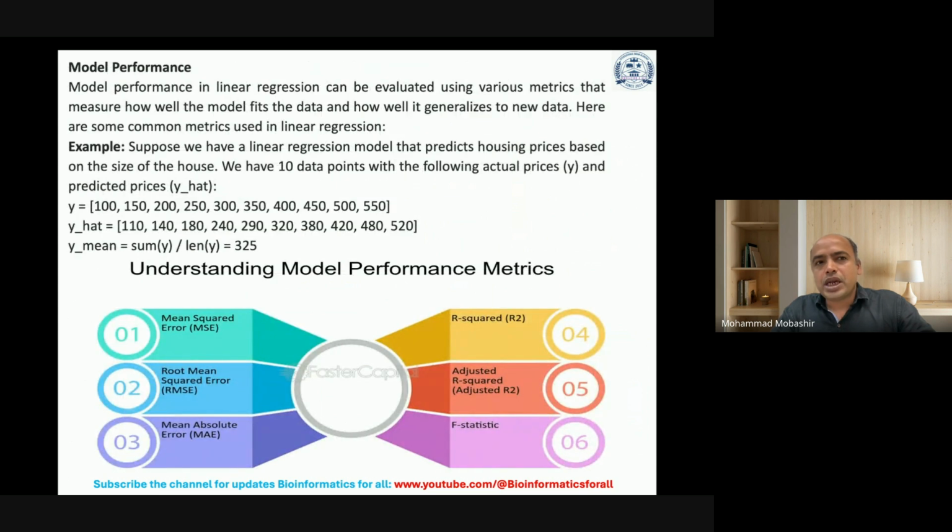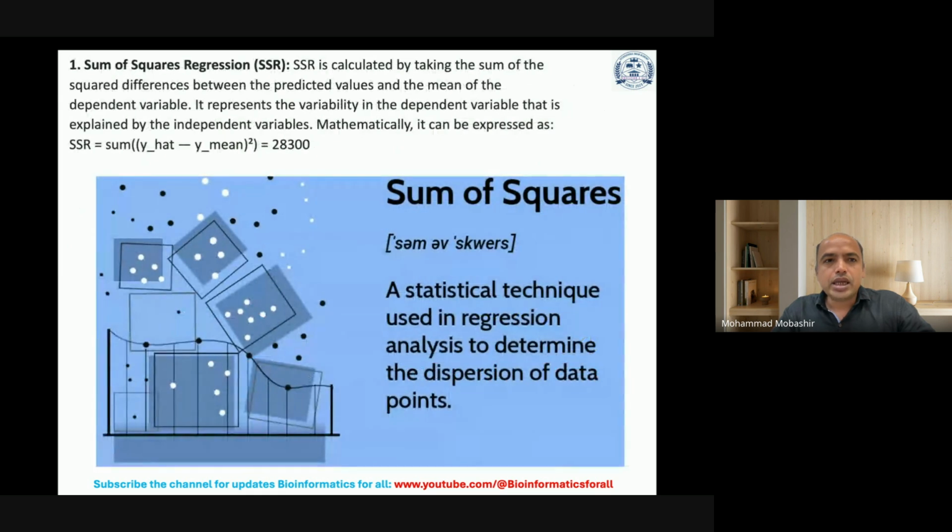Now, model performance needs to be evaluated, for which there are several things which people use to apply for model performance: MSE, mean squared error, then root mean square error, RMSE, mean absolute error, MAE, then R squared, then adjusted R squared, then F statistics. So what are the details we need to learn here?